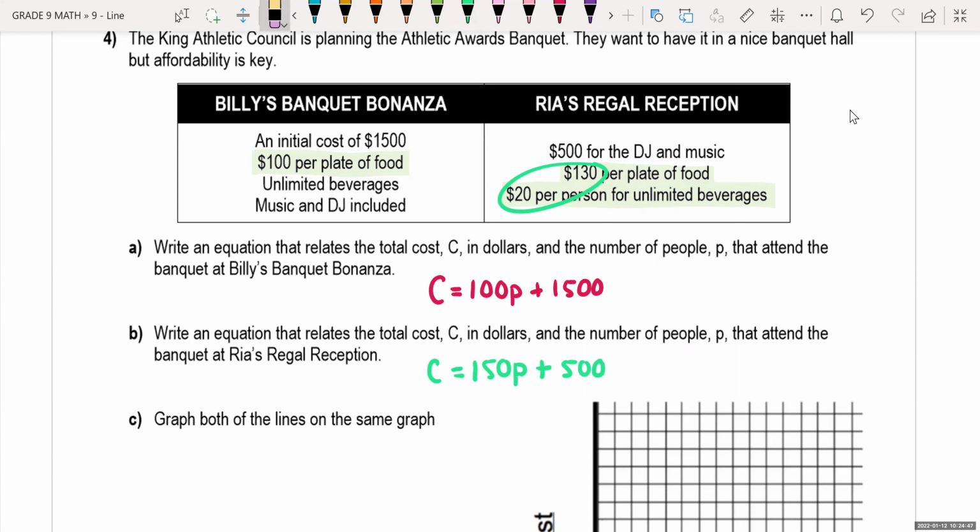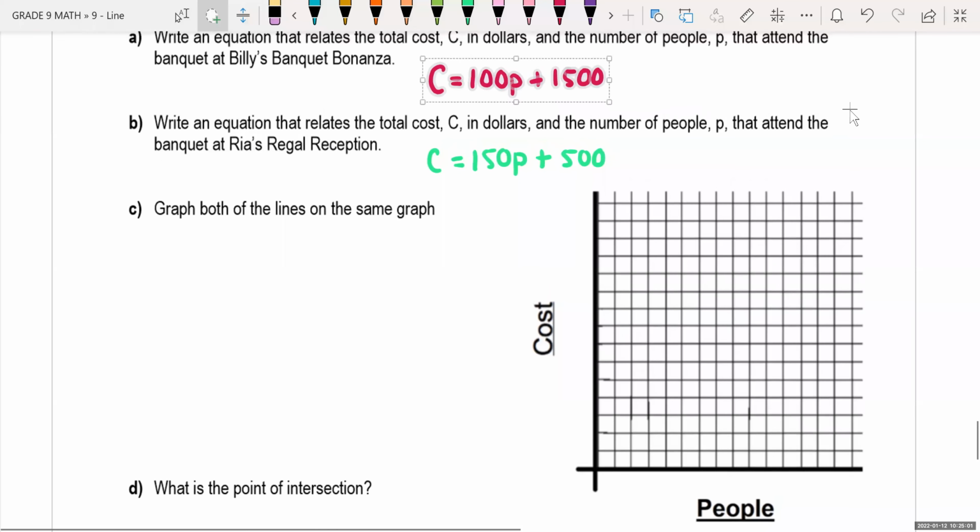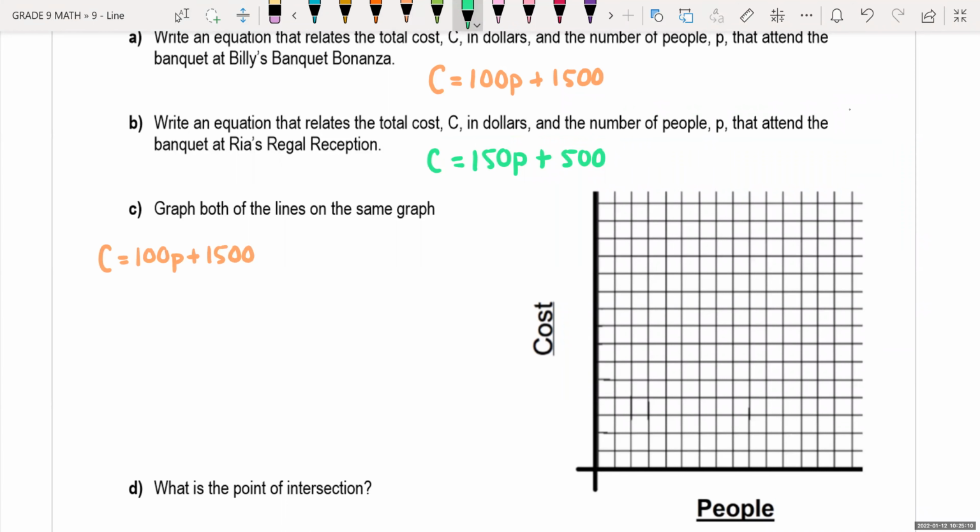Okay, so this is an odd choice of colors, but I'm going to stick to it. Let's graph both of the lines on the same graph. And again, we're going to have to make our table of values. Actually, now, as soon as I said odd choice of colors, I'm like, what was I even thinking? I'm going to move this over here. It's going to be 100p plus 1500. And I'm going to move this over here. It's going to be 150p plus 500. Let's make a table of values.